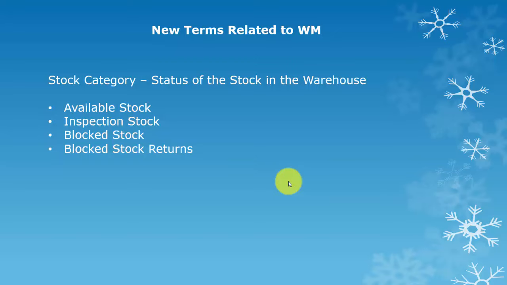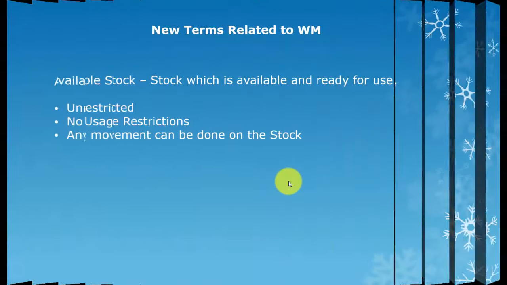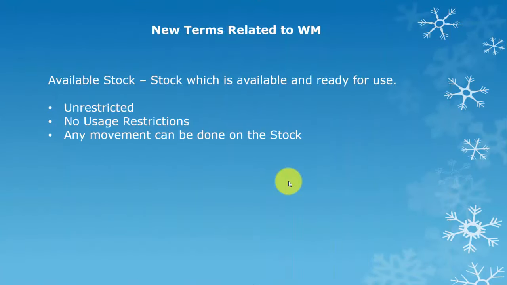The first one is the available stock, the second is inspection stock, the third is blocked stock, and the fourth is blocked stock returns. Available stock, as the term says, is the stock which is available and ready for use. This stock is unrestricted stock which can be used for further processing. There is no usage restriction on this particular stock.